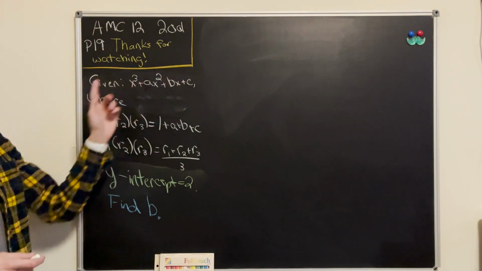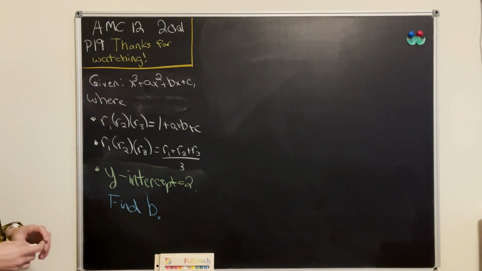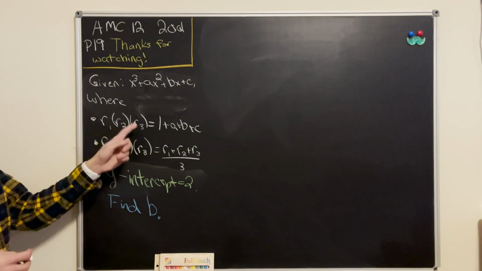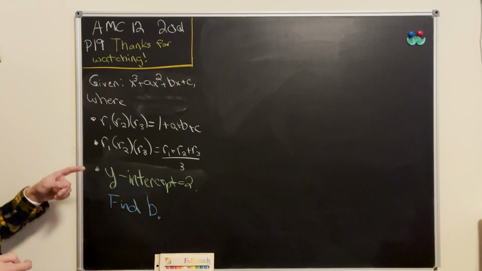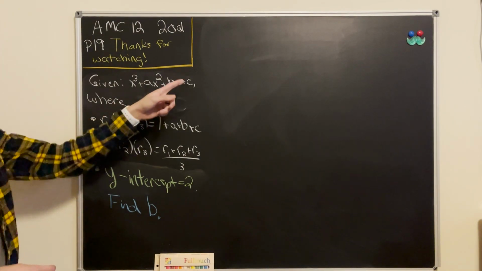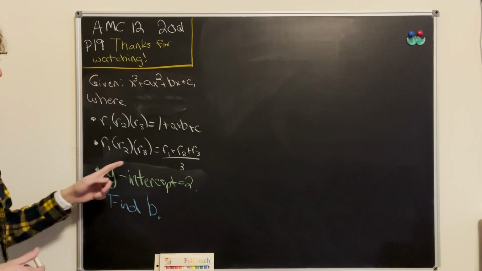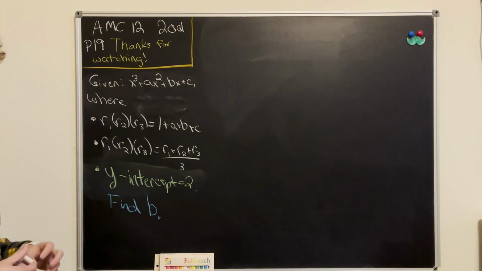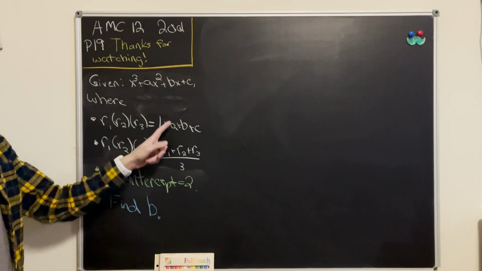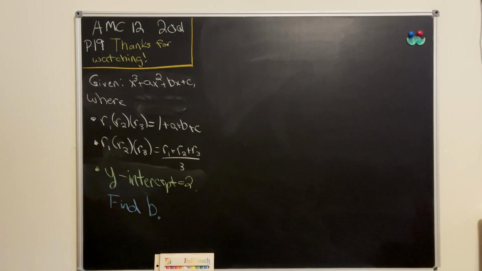So here we're given a polynomial, x cubed plus ax squared plus bx plus c, a third degree polynomial where the roots r1, r2, and r3 follow these rules. So when multiplied together, they equal the sum of all of the coefficients of the polynomial. And when they are multiplied together, they also equal the average of those three roots. And then obviously these two things are equal as well. I just didn't write that one down. And lastly, they give us that the y-intercept of this polynomial is 2, and we're tasked with finding b.